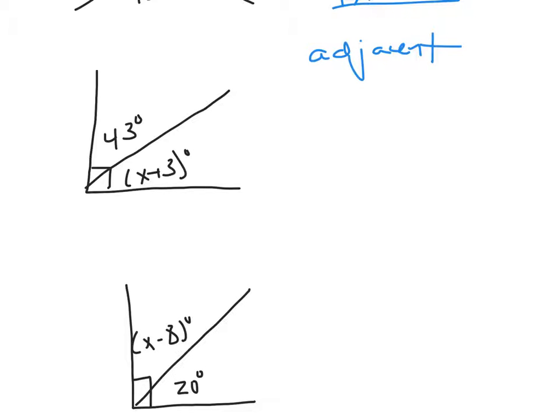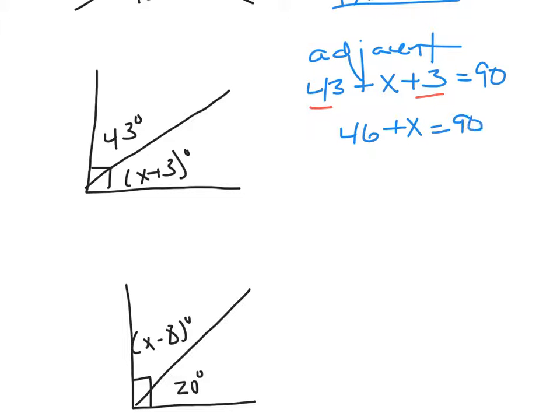And again, we know that this is a right angle, so this angle plus this angle will equal 90 degrees. So 43 plus x plus 3 will equal 90 degrees. So we're going to write that equation. 43 plus x plus 3 is equal to 90 degrees. I'm going to add my constant terms together. So I get 46 plus x equals 90 degrees.